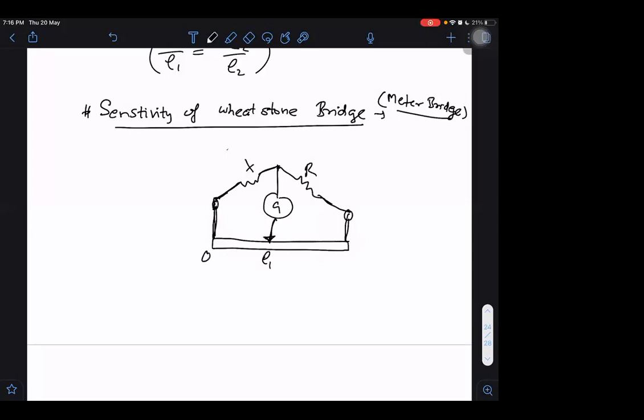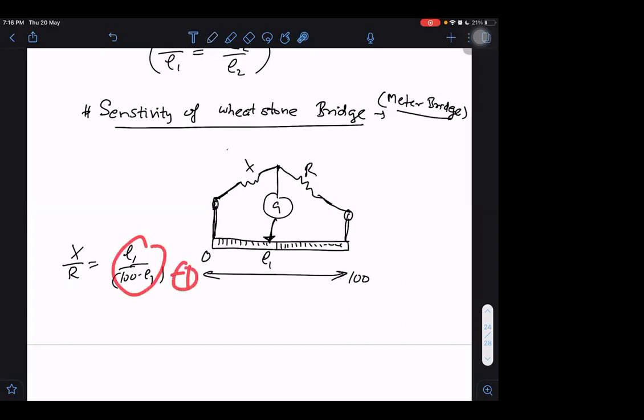zero L1. What is the total length here? L, right? And L is equal to, let us say, 100. Now, it will be more sensitive. Means if I get X upon R in such a way that L1 upon 100 minus L1, this ratio should be close to unity in a Wheatstone bridge, then the result will be most accurate.